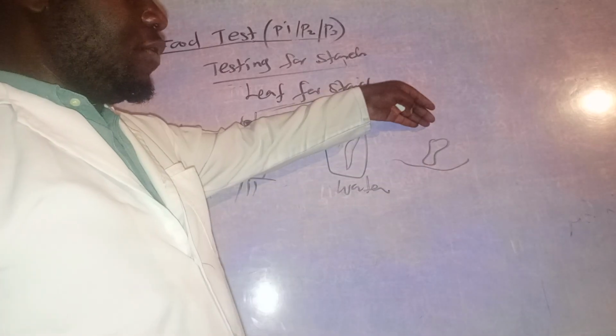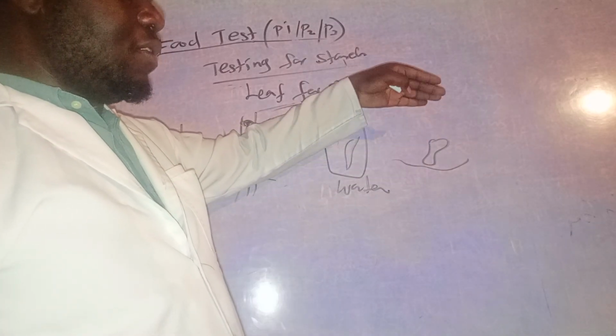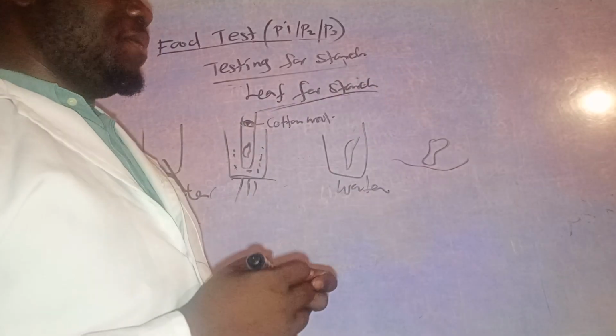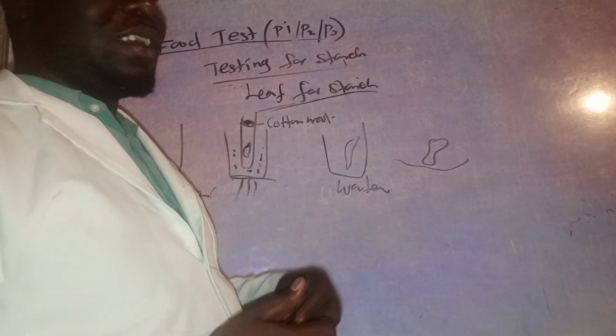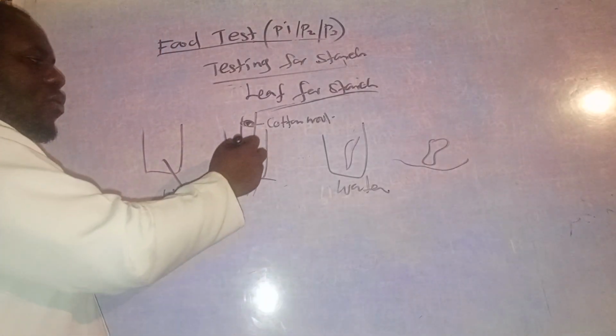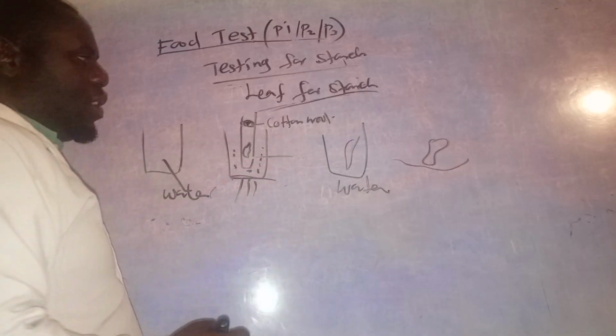Then if the leaf turns blue-black, the starch is present. And if the leaf remains brown after adding iodine solution, then the starch is absent. Then again, what's the purpose of dipping the leaf in alcohol here?